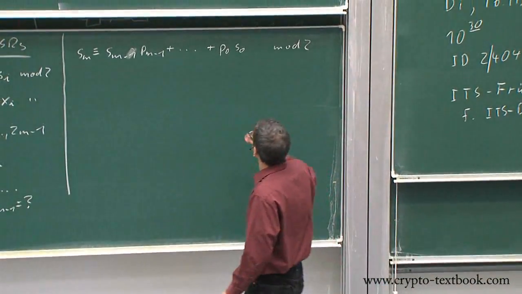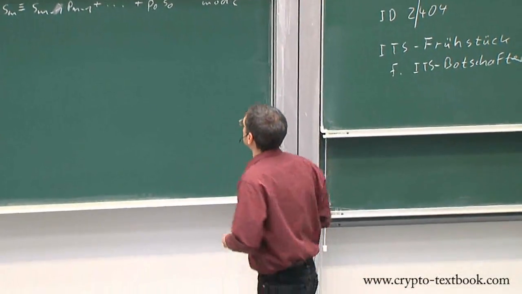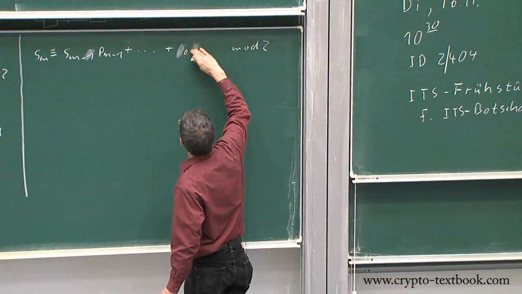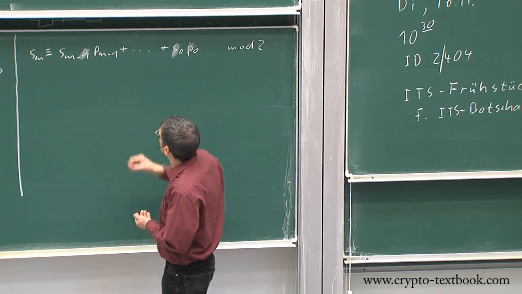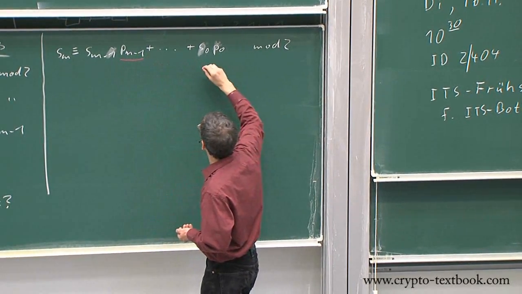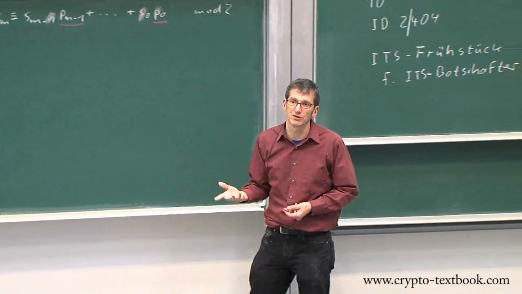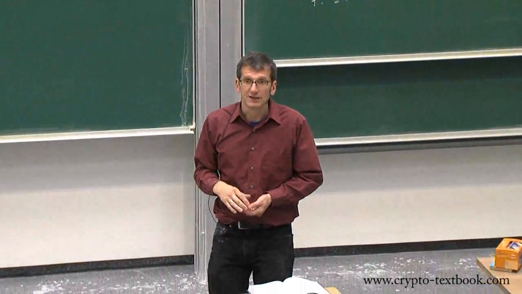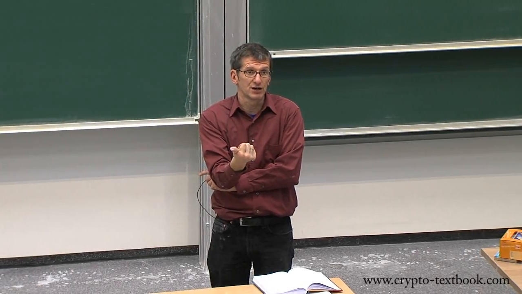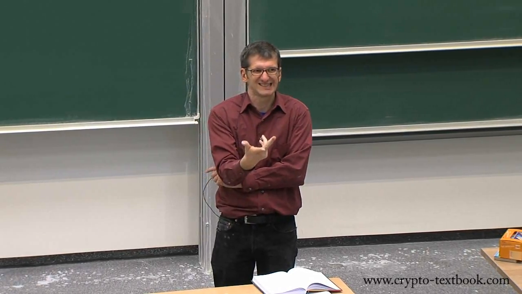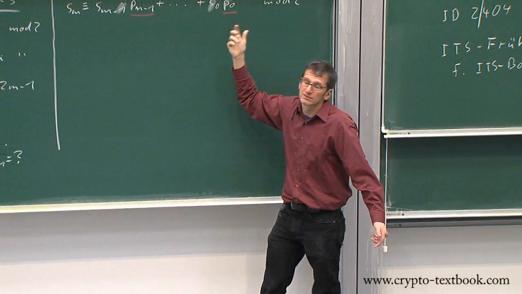Unbekannten. What are the unknowns here? Well, Pm minus 1 is unknown, blah, blah, blah, up to P0. They're all unknowns. We don't know what the values are, okay? So the good thing is we have an equation that involves all the unknowns. The bad thing is we have one linear equation with m unknowns.